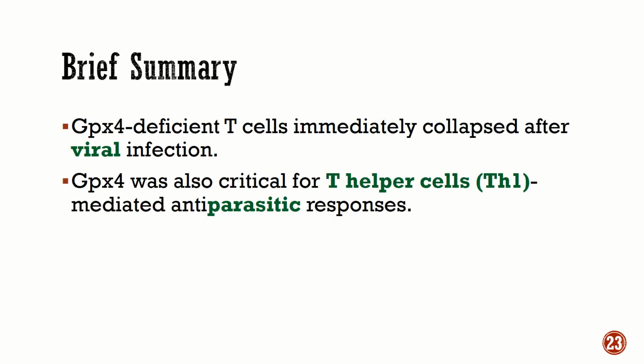So in summary, GPS4-deficient T cells collapse after either viral or parasitic infection. And in the parasitic infection, it is especially the T helper cells that die when GPS4 is absent, which compromises immunity to infection.